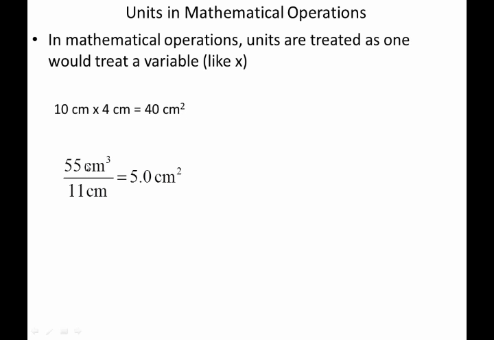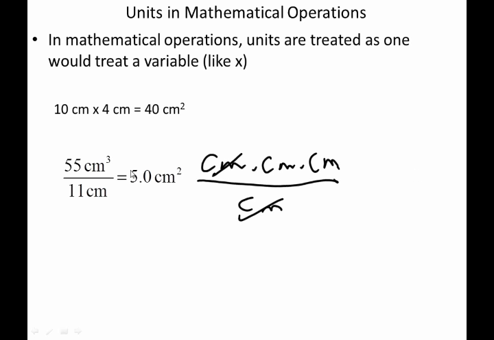Also, you can divide them out. So 55 centimeters cubed divided by 11 centimeters: 55 divided by 11 is 5, and notice I preserved how many significant figures we should have. Two significant figures, two significant figures, two significant figures. But more than that, centimeters cubed is centimeters times centimeters times centimeters, and we divide that by centimeters, we're left with centimeters squared.